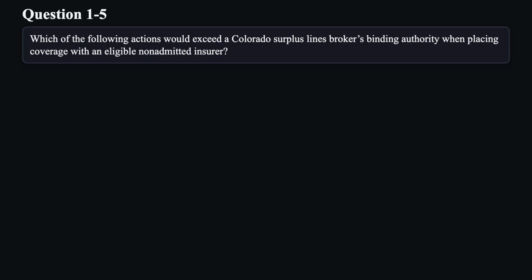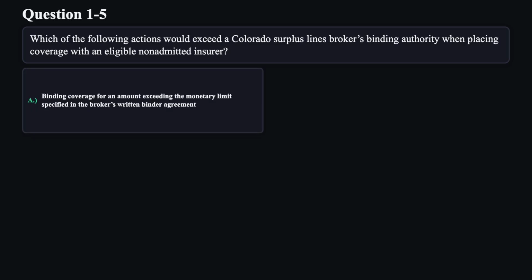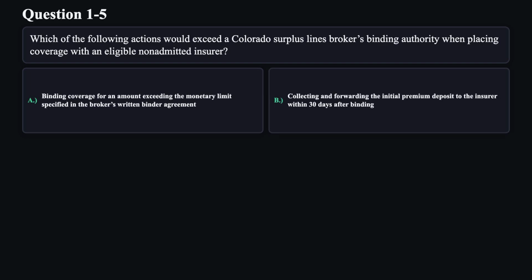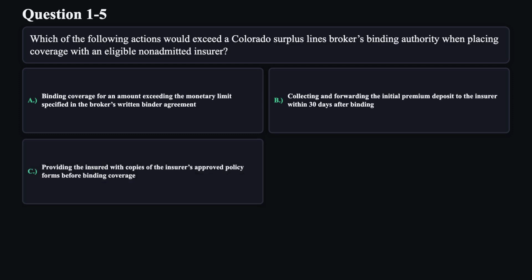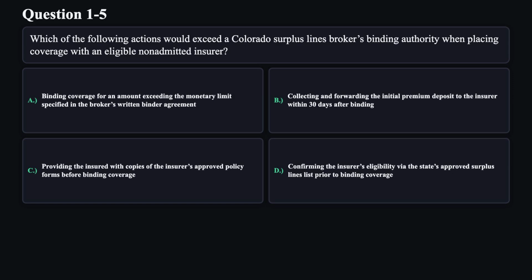Question 5. Which of the following actions would exceed a Colorado surplus lines broker's binding authority when placing coverage with an eligible non-admitted insurer? A. Binding coverage for an amount exceeding the monetary limit specified in the broker's written binder agreement. B. Collecting and forwarding the initial premium deposit to the insurer within 30 days after binding. C. Providing the insured with copies of the insurer's approved policy forms before binding coverage. D. Confirming the insurer's eligibility via the state's approved surplus lines list prior to binding coverage.